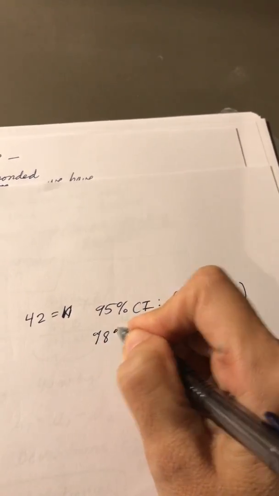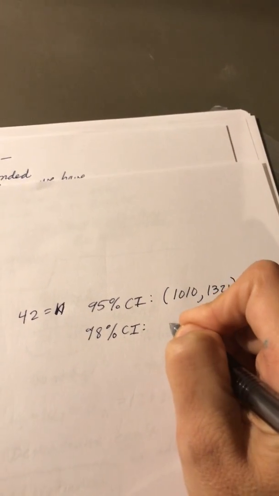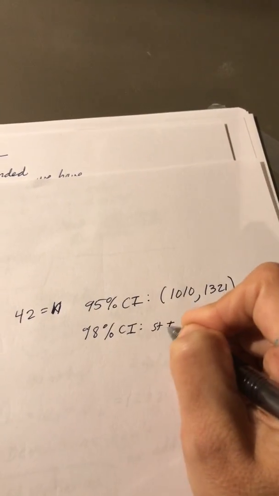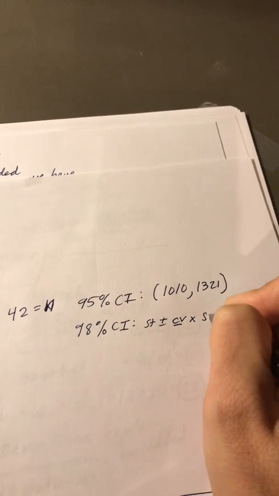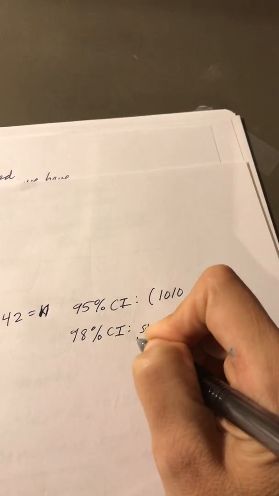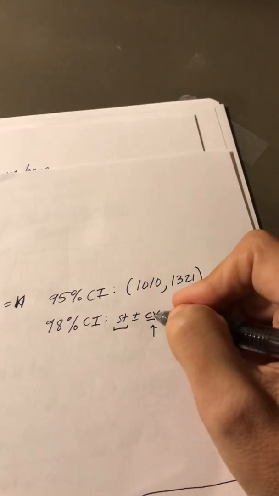Now we want to think about, what if the rancher wanted to do a 98% confidence interval? Well, we know that the formula is this statistic, which that part would be the same, plus or minus our critical value times the standard deviation of the statistic. So the statistic would be the same. The only part that would be different when we switch from a 95 to a 98 is this critical value gets bigger.